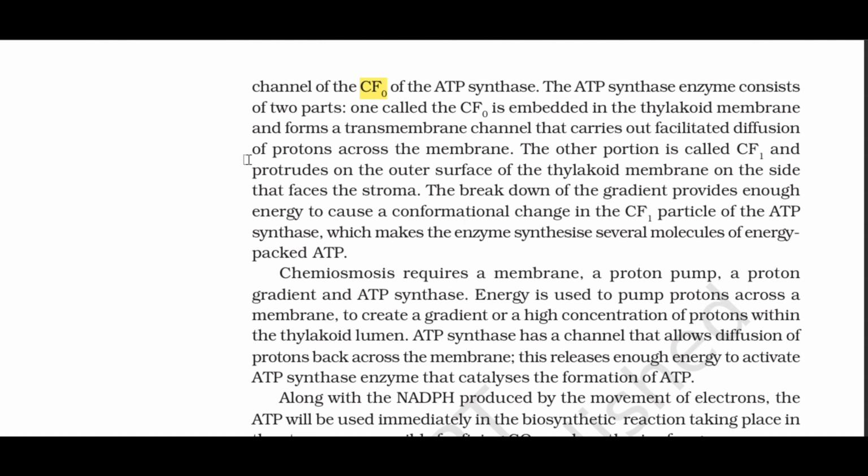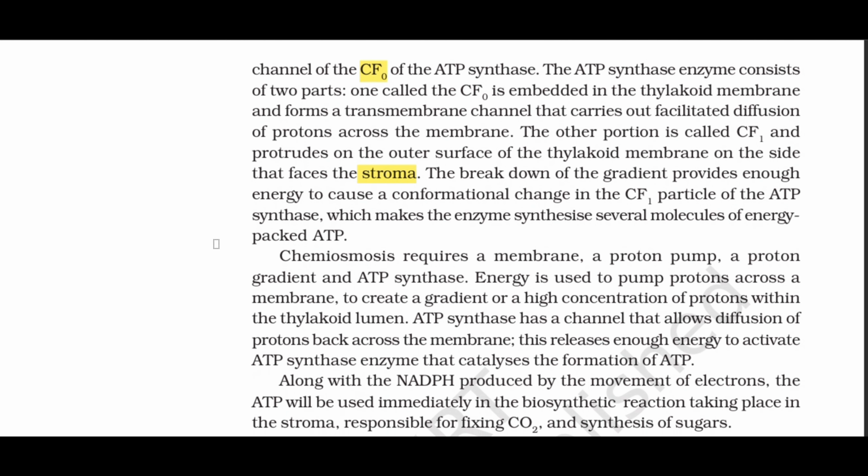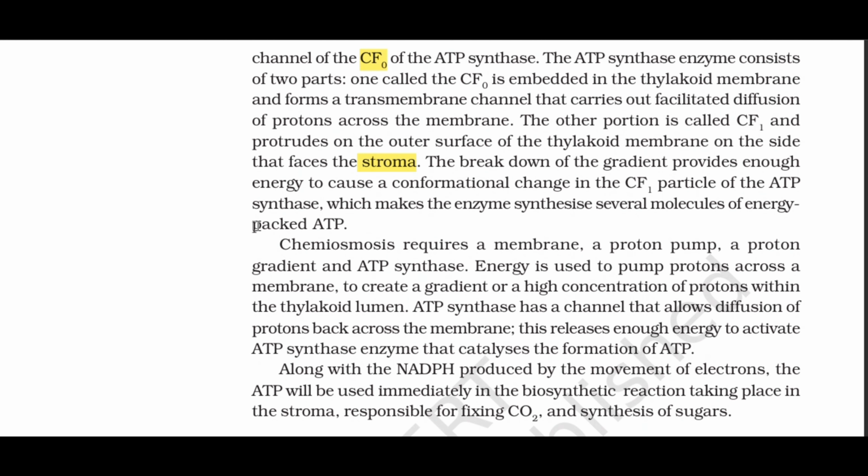The other portion is called CF1 and protrudes on the outer surface of the thylakoid membrane on the side that faces the stroma. The breakdown of the gradient provides enough energy to cause a conformational change in the CF1 particle of the ATP synthase, which makes the enzyme synthesize several molecules of energy-packed ATP.